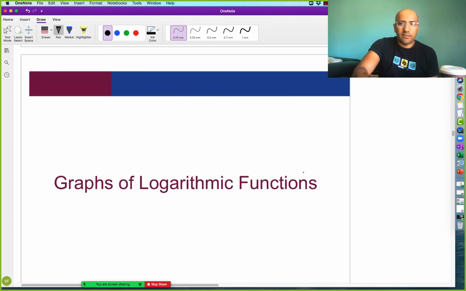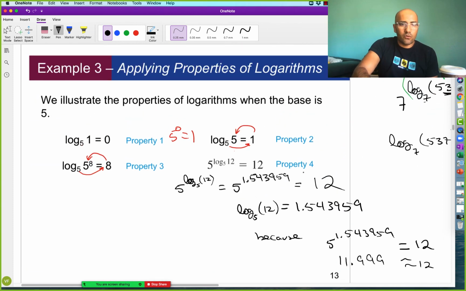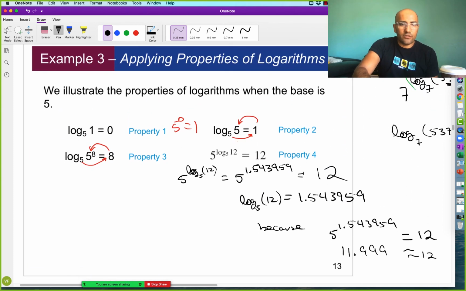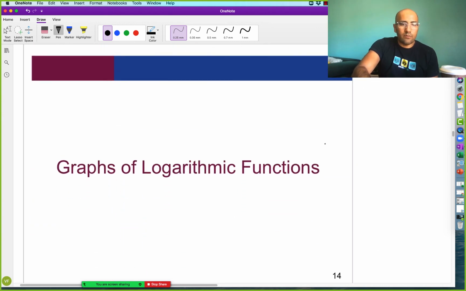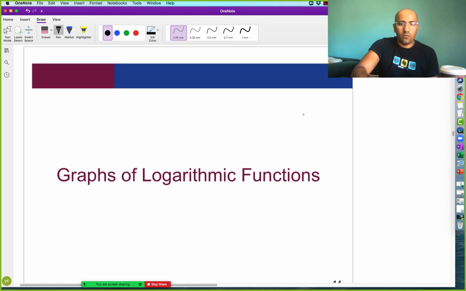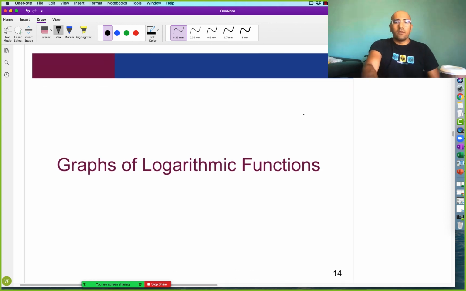Okay, this is a good place to stop then. So you can begin some of these questions about finding logs, and we'll continue tomorrow with the graphs of logs, and we'll pick up from there tomorrow. Okay, cool. Any questions at all about anything?